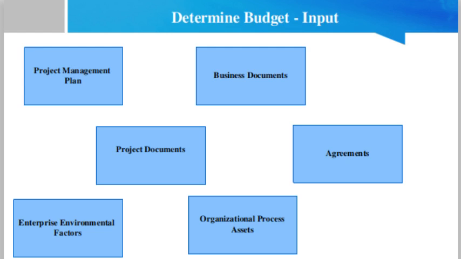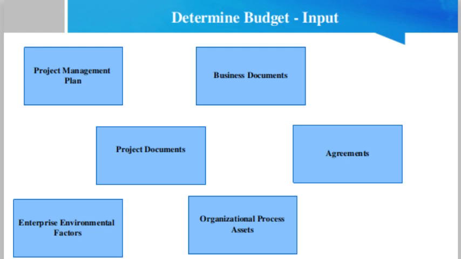Project schedule. The project schedule includes planned start and finish dates for the project activities, milestones, work packages and control accounts. Risk register. The risk register should be reviewed to consider how to aggregate the risk response cost. Business documents. Business documents that can be considered as input for this process include the business case. The business case identifies the critical success factors for the project.